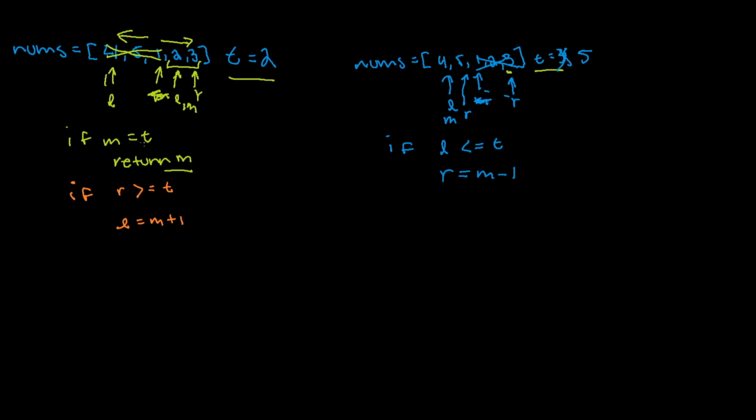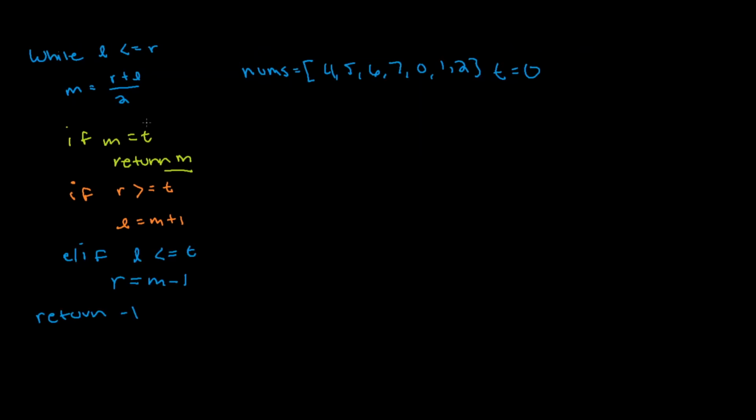Is m equal to t? No. Is the right greater than or equal to t? Yes. So now we just want to update our left pointer to be where the right pointer is. And at this point our loop will stop executing because we would be checking while L is less than or equal to R. So I cleaned up our pseudocode here. So now let's check to see if this code stands for another array.